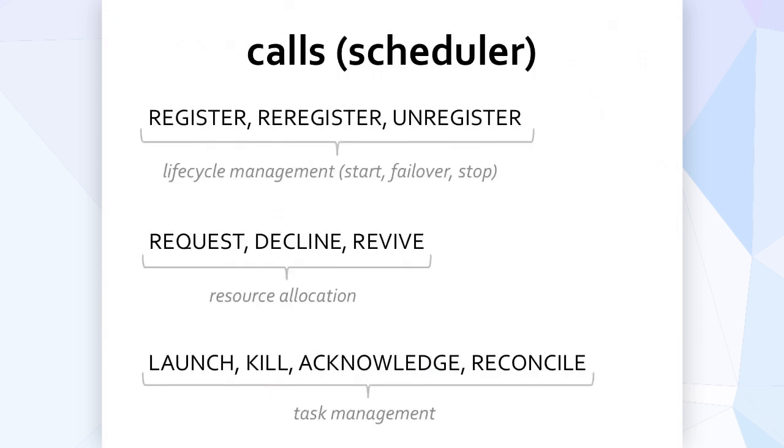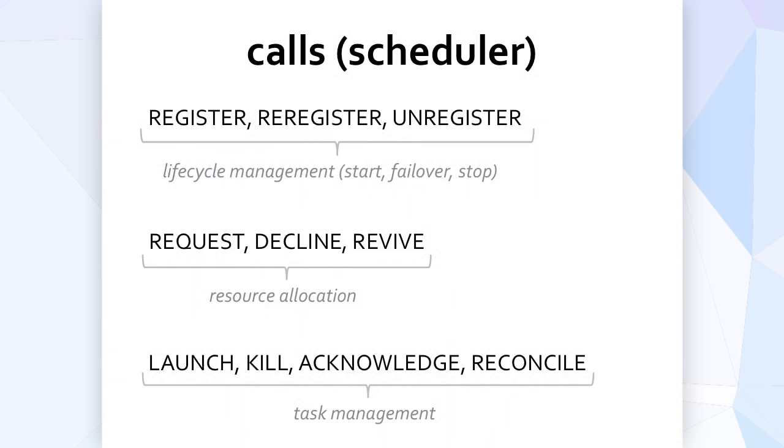Okay, so calls on the scheduler side, I've broken them up into components. The core calls are things like register, re-register, unregister. And by the way, just so we're totally clear here, this is a fairly low-level talk on Mesos. I hope that's okay. All right. So the core lifecycle management calls are register, re-register, unregister.